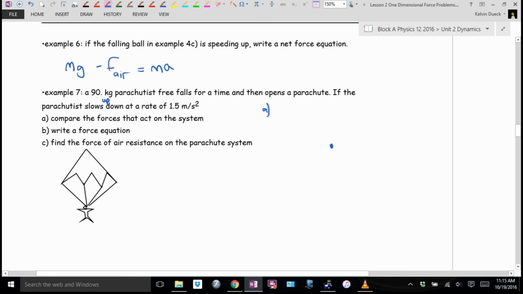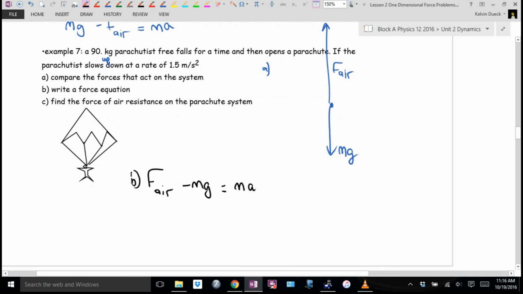What are the forces acting on this parachutist? Get the obvious one. What else? Air resistance bigger, smaller, or the same size as gravity? If I'm slowing down, if I'm accelerating up, it must be larger. Cool. What does B want me to do? Who's winning? Who's losing? What does that always equal? The net force, which is just ma. There.